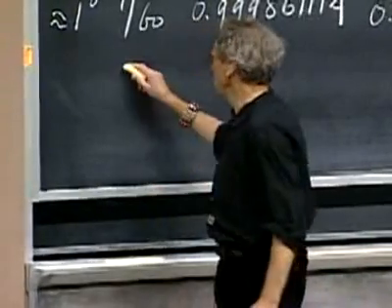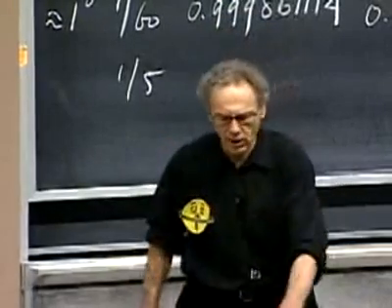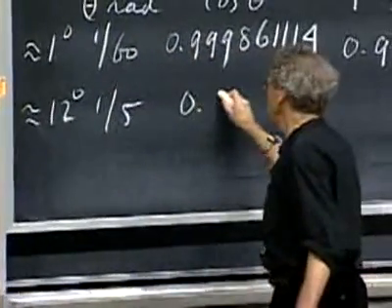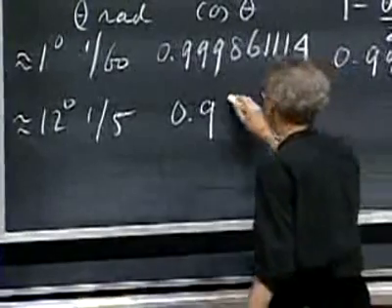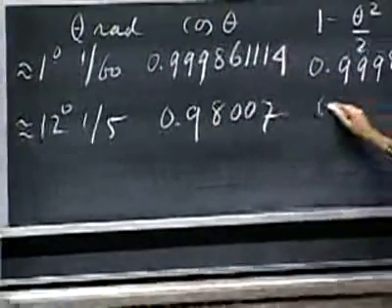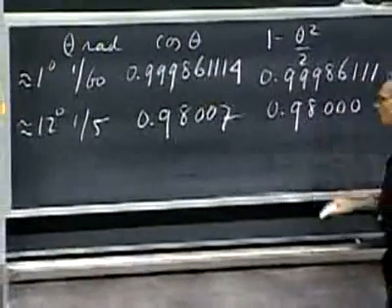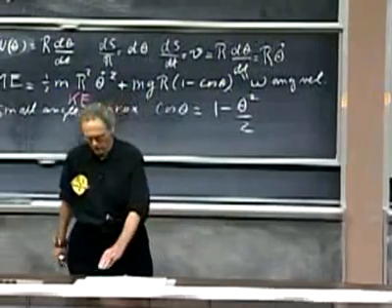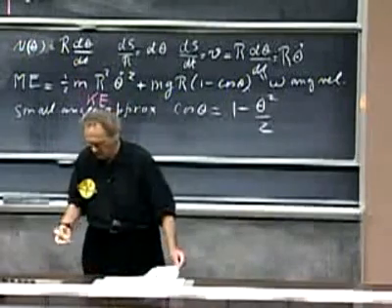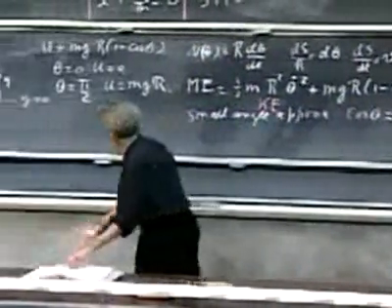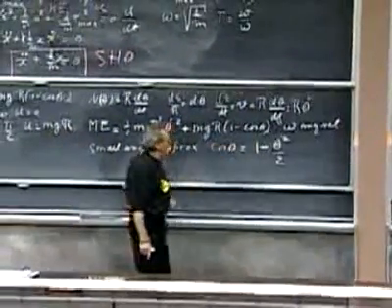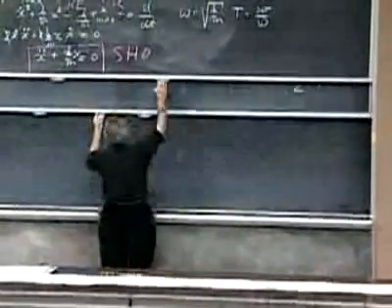Suppose now I go a little rougher, and I go to 1/5 of a radian, which is about 12 degrees. So this is very roughly 12 degrees. Then the cosine of theta equals 0.98007, and 1 minus theta squared over 2 equals 0.98000. So that still is amazingly close. That only differs by 7 parts in 100,000. So the difference is less than 1/100th of a percent. So with this in mind, I feel comfortable to pursue my conservation of mechanical energy, and I'm going to replace this cosine theta by 1 minus theta squared divided by 2.